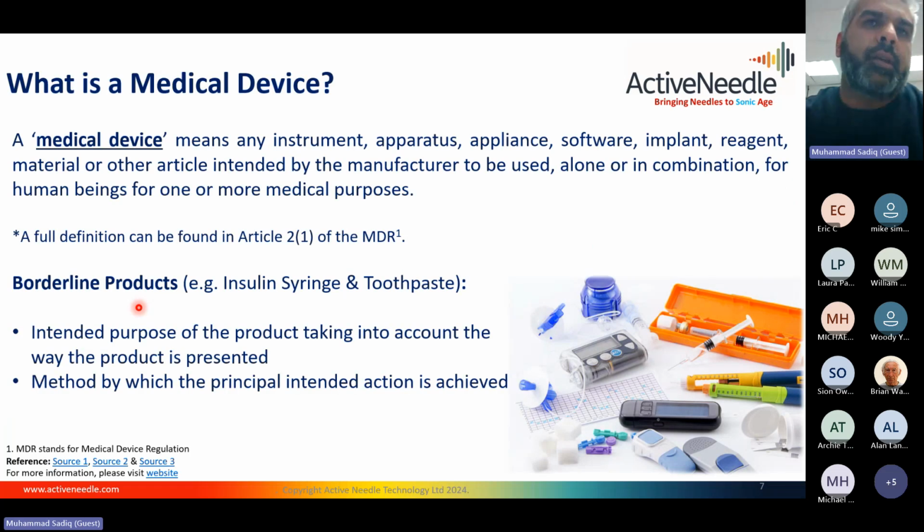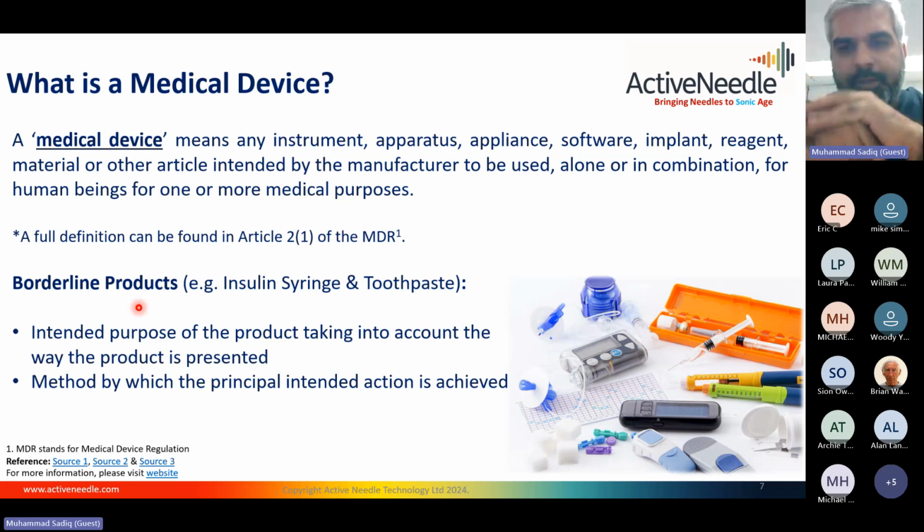So what is a medical device? There is a long definition which you can find in the articles of the medical device regulations, but broadly, a medical device means any instrument, apparatus, appliance, software, implant, or any other article intended by the manufacturer to be used alone or in combination for human beings for one or more medical purposes.